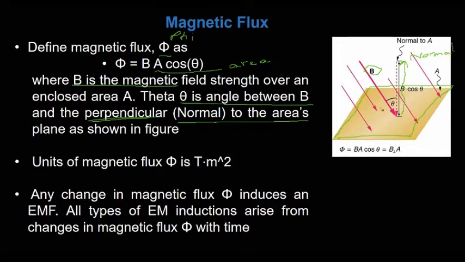And theta is defined as the angle between the normal and the B vector. You use that formula, and that gives you the flux. The unit of flux will come out to be this, the SI unit. And the interesting point is that any change in the magnetic flux will produce an EMF in this coil.